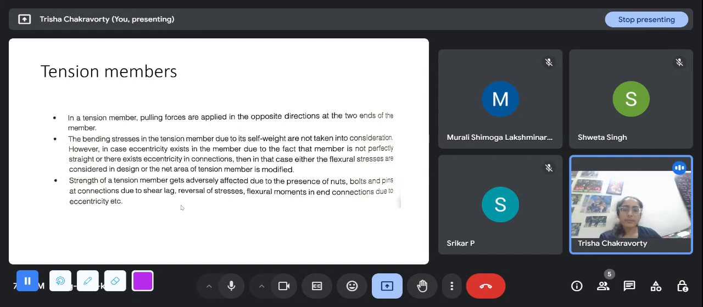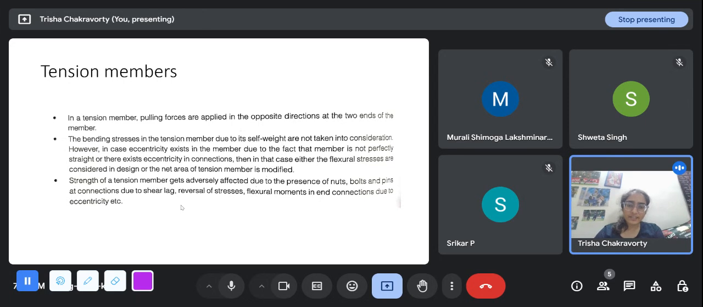So, in a tension member, pulling forces are applied in opposite directions at the two ends of a member. That is how we perceive basic tension. The bending stresses in the tension member due to its self weight are not taken into consideration. Why? Because they will be negligible. That has been studied, and it is negligible.